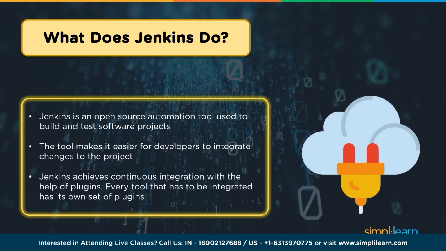Jenkins also achieves continuous integration with the help of plugins. Each and every tool which you want to integrate has its own plugin available. For example, if you want to integrate Maven, we have a Maven plugin in Jenkins which you can install and configure. In that case you will be able to use Maven there. You can deploy the Maven build tool onto the Jenkins server, and then you can configure any number of Maven jobs in Jenkins.